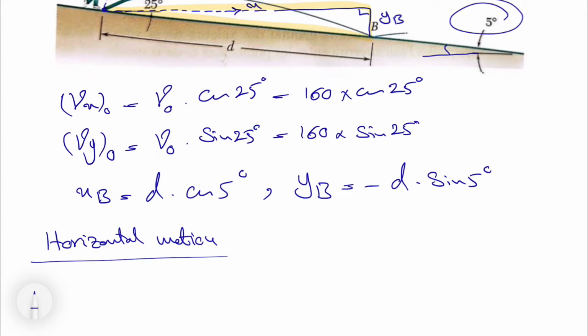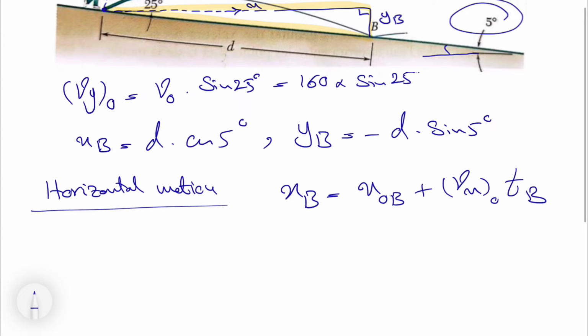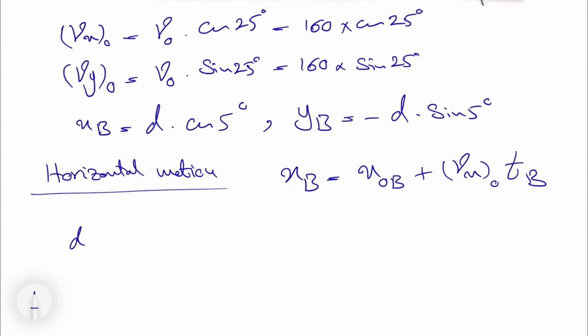Let's start with the horizontal. So we know in horizontal motion, we are going with the constant speed, which means there is no acceleration, and the formula that we can use is xb equals the initial distance that we have, plus initial velocity in x direction times the time. Let's call the time tb, which is the time that we reach at point B.